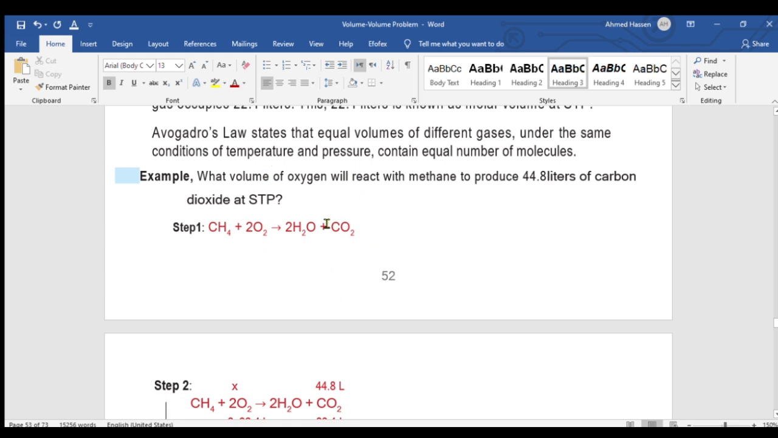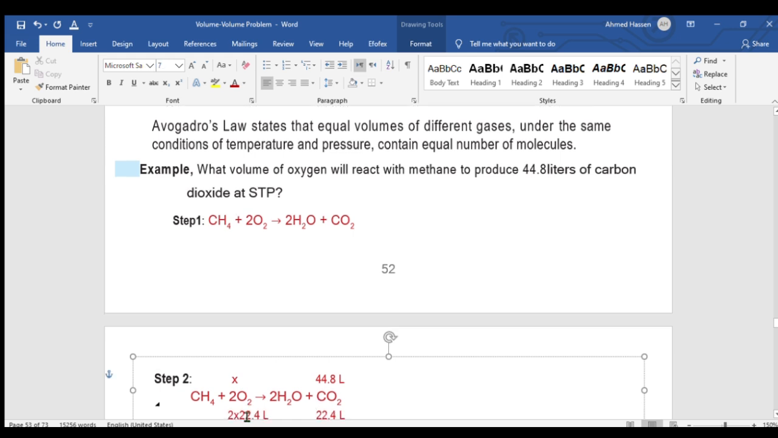Therefore, what is given and what is required? Carbon dioxide is given, that is 44.8 liters, and X is required. X will be written above oxygen and 44.8 liters above carbon dioxide. Below these formulas, you should consider molar volume times coefficient. The coefficient of carbon dioxide is 1, therefore 1 times 22.4, but for oxygen it is 2 times 22.4.